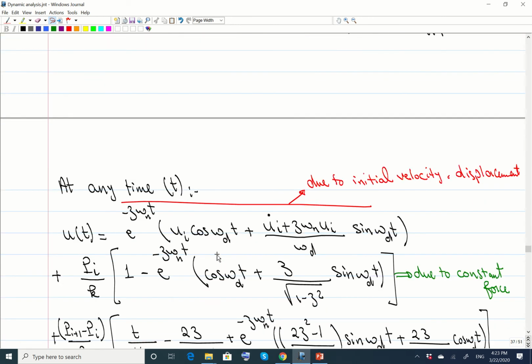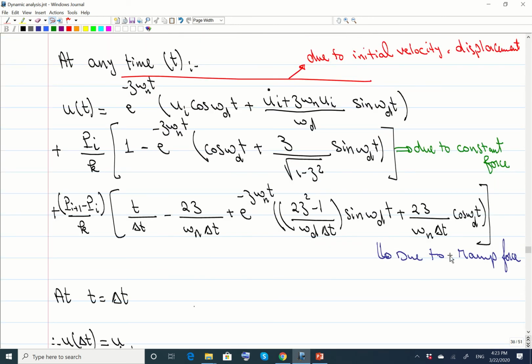So now, if you have the ramp force, this is the solution: (p_i plus (p_{i+1} minus p_i), that was p node) divided by k, multiplied by t divided by t_r. Now t_r is delta t, okay? Minus 2 zeta divided by omega_n t_r, which is delta t, plus this oscillation, okay? So where did we get this from? From the solution that we got for the ramp force, okay?